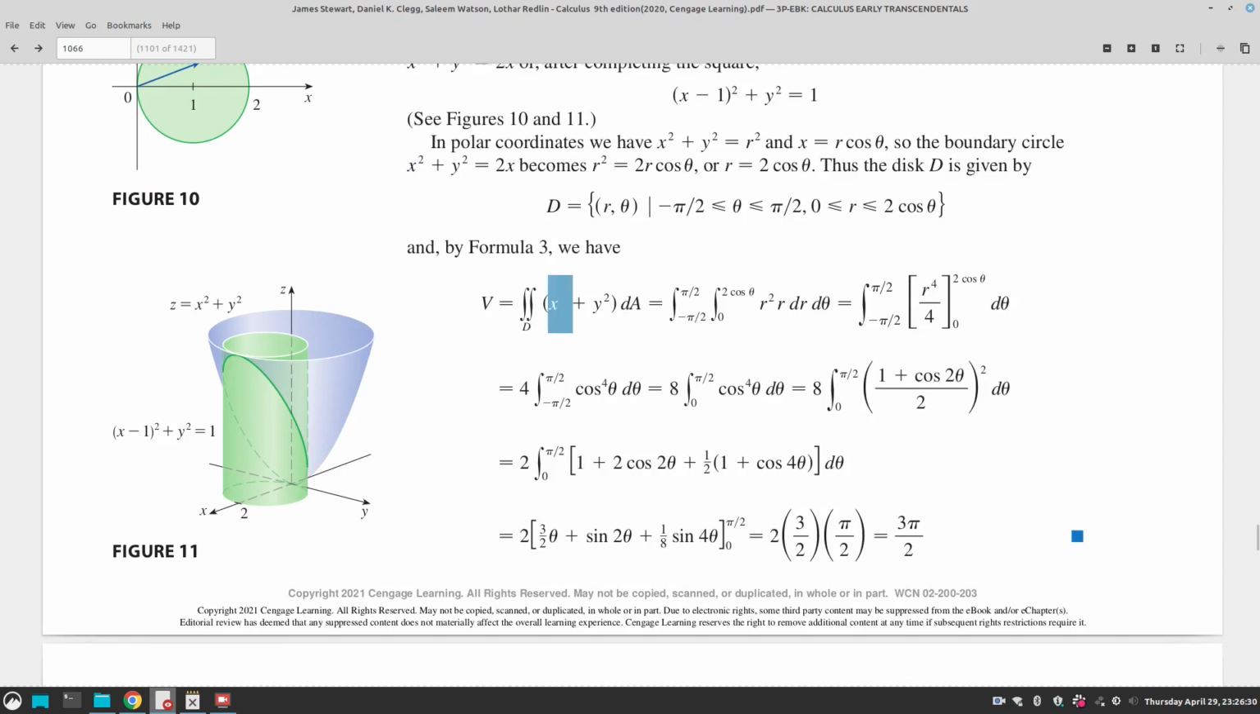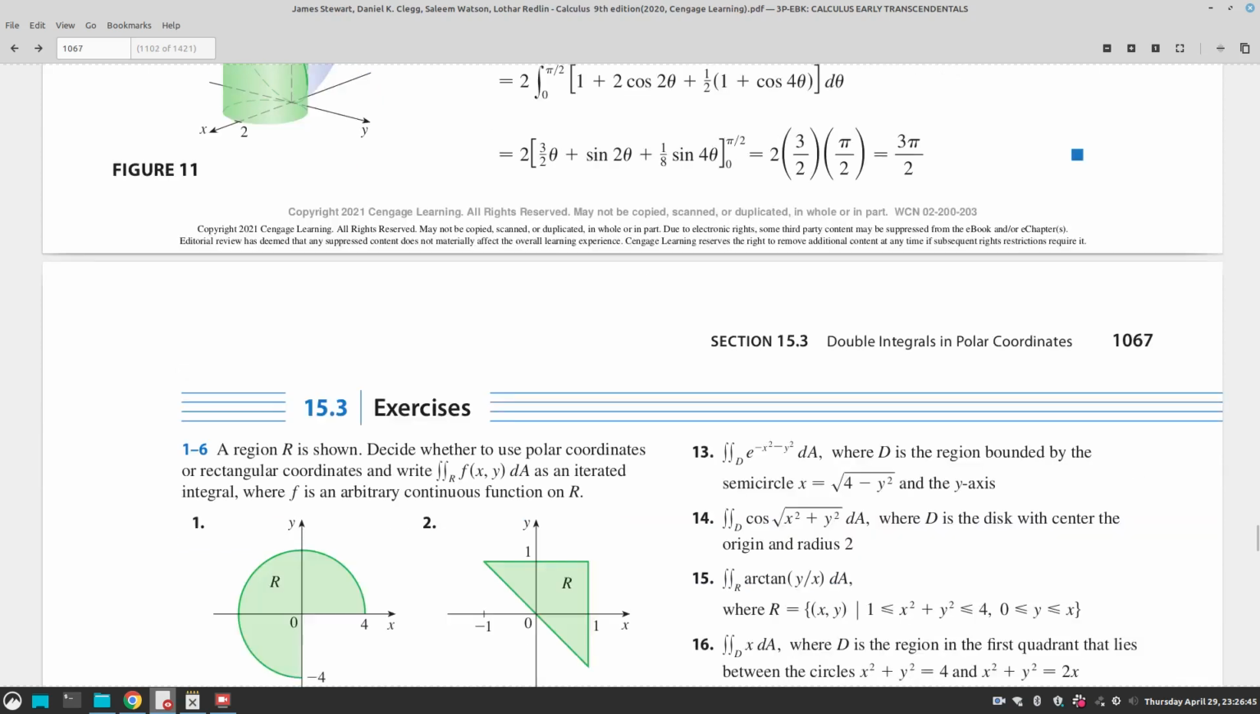X squared plus y squared is equal to r squared, and you have a measure r dr d theta, and r goes from 0 to 2 cosine theta, theta goes from negative pi over 2 to pi over 2. Carry through with the integration, you get the volume of 3 pi over 2.